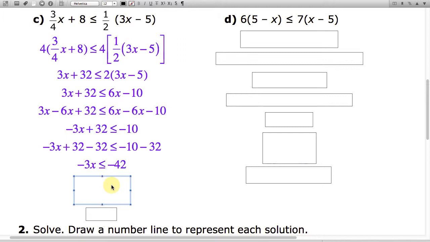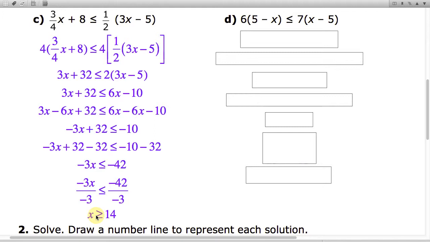And last step, I'm going to divide both sides of the equation by the coefficient of the variable. Now, because the coefficient of the variable was a negative and we're dividing both sides by a negative, we must reverse the direction of the inequality. So negative 42 divided by negative 3 is positive 14. The less than or equal to switches to greater than or equal to.